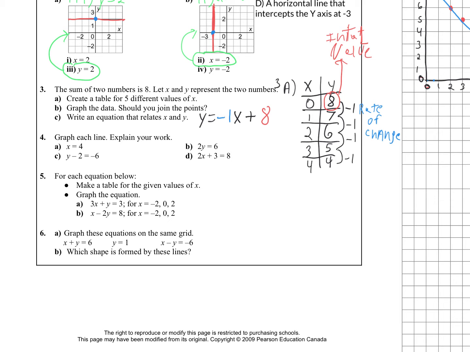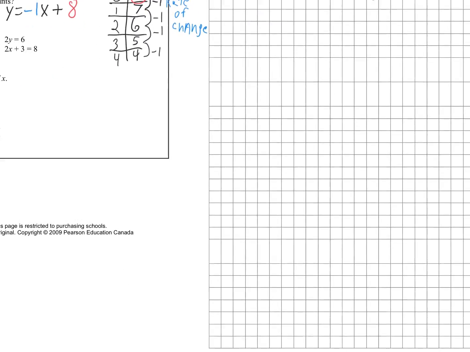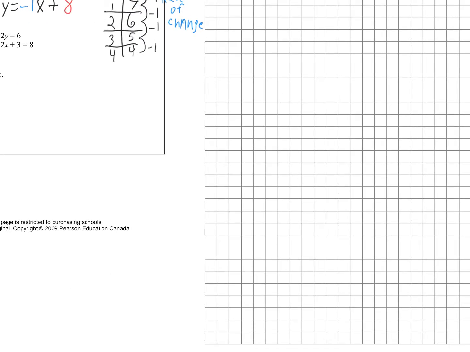So for number 4, the first equation we have is x equals 4. So I'm going to put question number 4 right over here, and I'm going to draw my grid right here. I'll put this here. It's getting a little crooked, but it's all right. If I need to make it bigger later, I'll make it bigger. So here we have 1, 2, 3, 4, 5, 6, 7, 8, 9, 10.